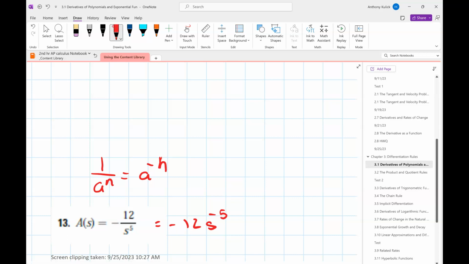So that's the algebraic rearrangement. And now you should be able to do your power rule. Does that make it negative 6? Yeah, negative 5 minus 1 is negative 6. Correct. That's gonna be 60 to the negative 6. Sure. And probably we'd write that as a fraction, 60 over s to the 6th.